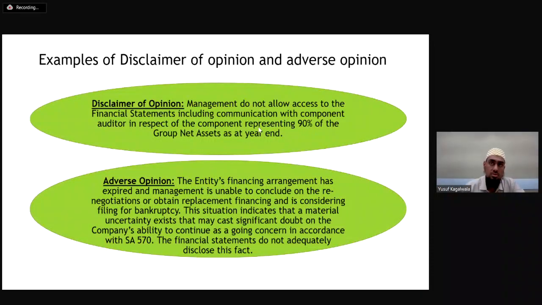As per SA 570, in case of a going concern scenario, normally a material uncertainty related to going concern paragraph is given, which is like an EOM. And then an adverse opinion is given, since the basic going concern assumption is not proper.